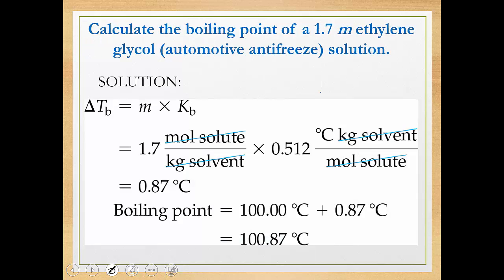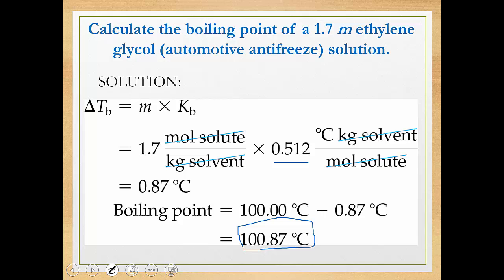Looking at an example, let's go back to our ethylene glycol. It bought us 3.2 degrees Celsius on the freezing end. How much does it buy us on the boiling end? All right, so 1.7 moles of solute per kilogram of solvent. Now, the constant for the boiling point is 0.512, so it's a little bit different here. So the change in temperature is a positive 0.87 degrees Celsius. We would add that to the boiling point. That means that the solution would have to get to 100.87 degrees Celsius to boil rather than 100 degrees.